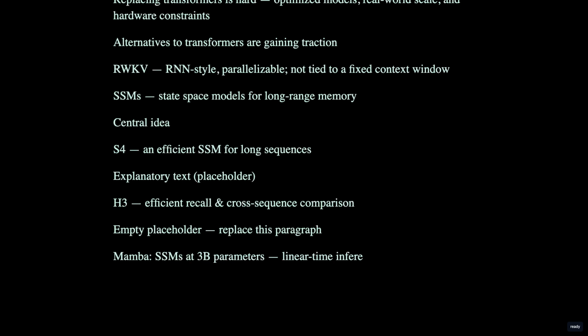Mamba scales state space models, SSMs, up to 3 billion parameters and outperforms same-size transformers on language modeling. Its inference cost grows linearly with sequence length instead of quadratically, so it can handle very long contexts efficiently. That enables strong performance on real data for sequences up to about 1 million tokens.